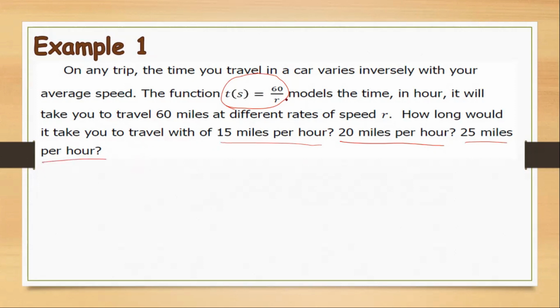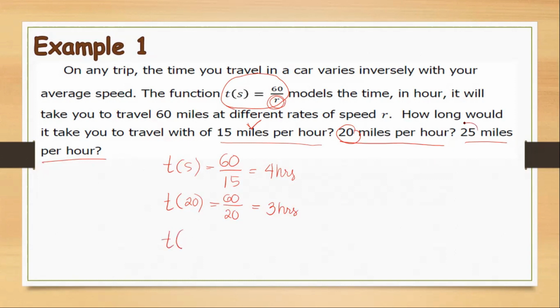So let's just substitute the value of r into our equation. t of 15 is equal to 60 over 15, so it will take 4 hours. Next is t of 20. That is 60 over 20. 60 divided by 20 is 3, so it will take 3 hours.